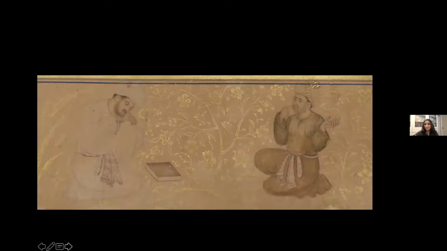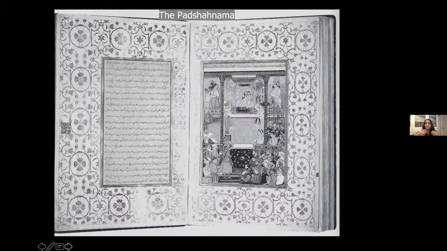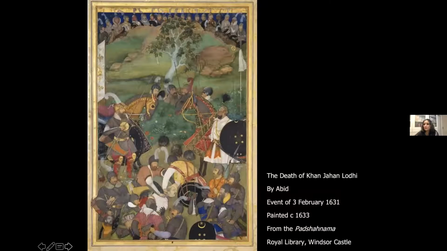Today, time is short, so I will share with you only one section of my paper, and that is the section that deals with a celebrated painting from the Padshahnama. In a manuscript in which almost every painting is of extraordinary quality, the leaf that shows the death of Khan Jahan Lodi is considered a particular masterpiece. It shows the beheading of a man called Pir Khan or Khan Jahan Lodi, a man who had once been in Shah Jahan's service but had betrayed him.